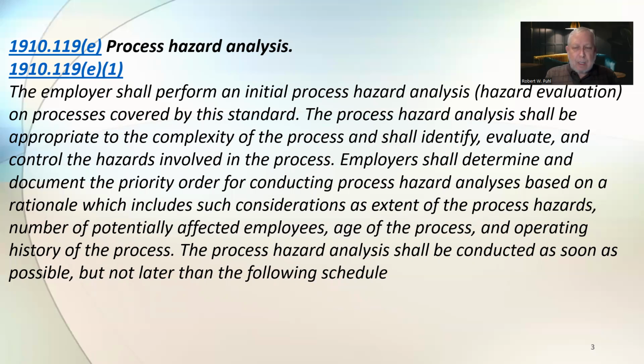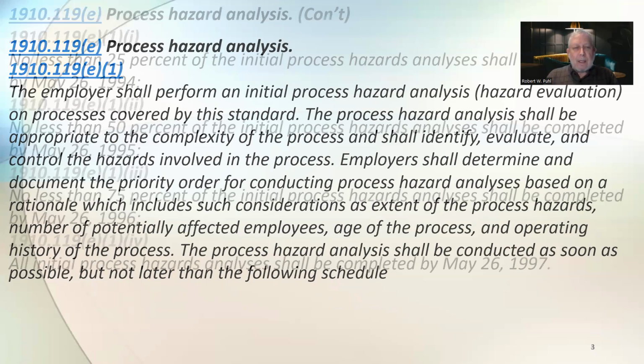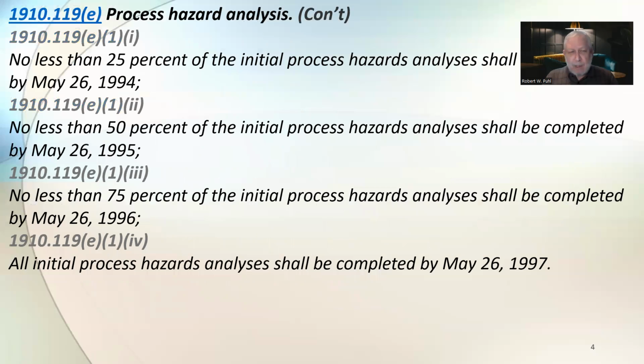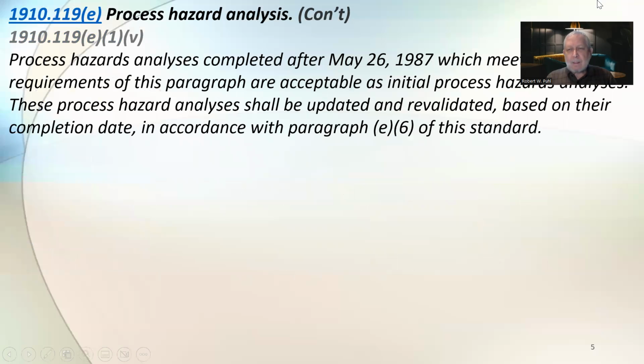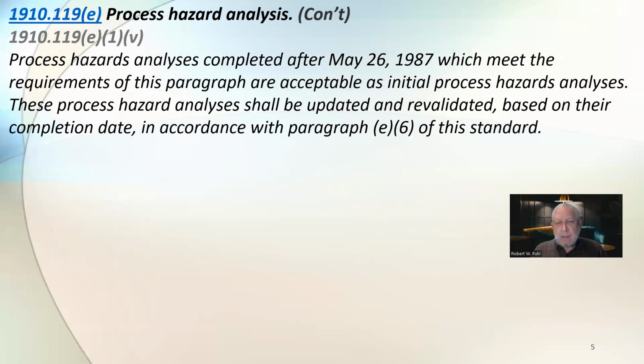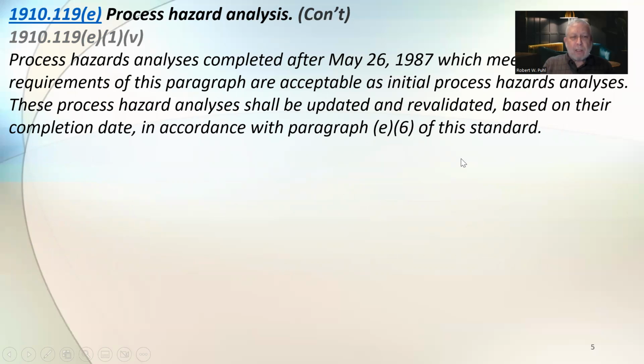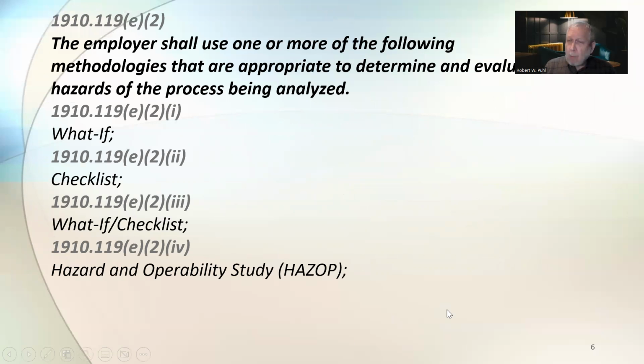The process hazard analysis shall be conducted as soon as possible, but not later than the following schedule. This is because this is back when it started, so we're really not going to worry about it because it's already been done. Those times are past. Process analyses conducted after May 26, 1987, which meet the requirements of this paragraph, are acceptable as initial process hazard analyses. These shall be updated and revalidated based on their completion date in accordance with E6, which we'll get to in a while. Now we're on E2.